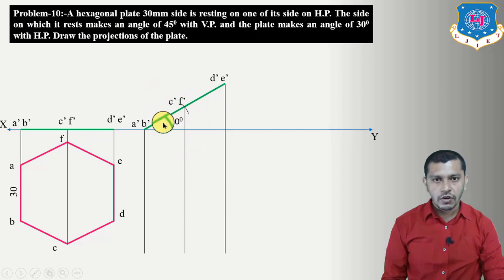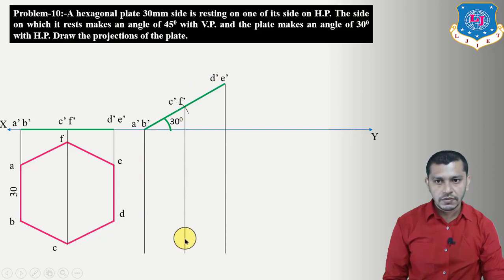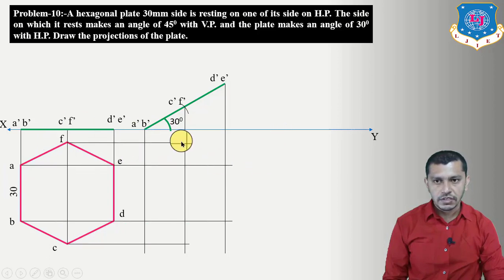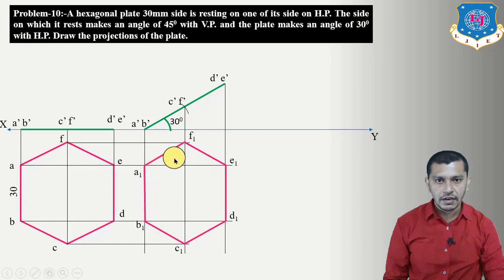Now we have to draw the plan in the second stage. For that, project these points vertically downwards. This is the projector of AB, projector of CF, and projector of DE. And now draw the locus of A, B, C, D, E, F parallel to the XY reference line on the right hand side. So here we will get A1, here we will get B1, C1, D1, E1, and F1. Connect these points, we will get the plan of the hexagonal plate. So this is our plan.